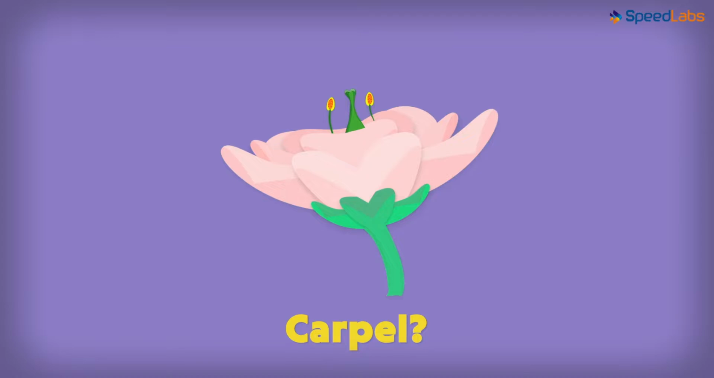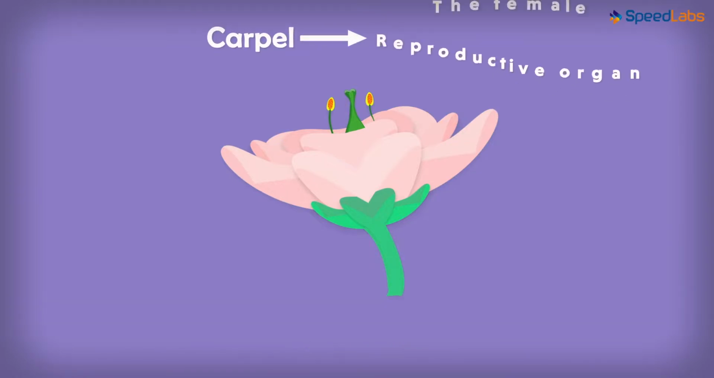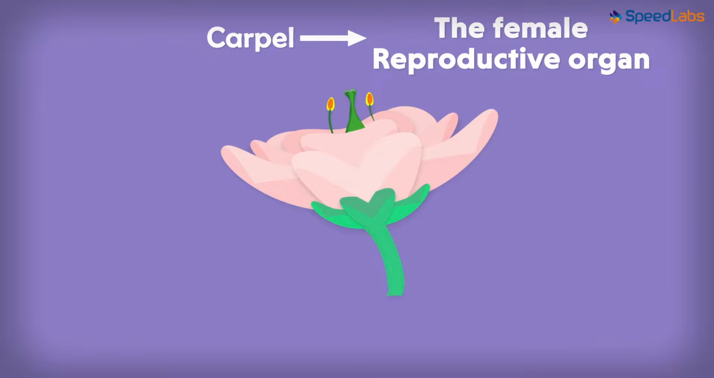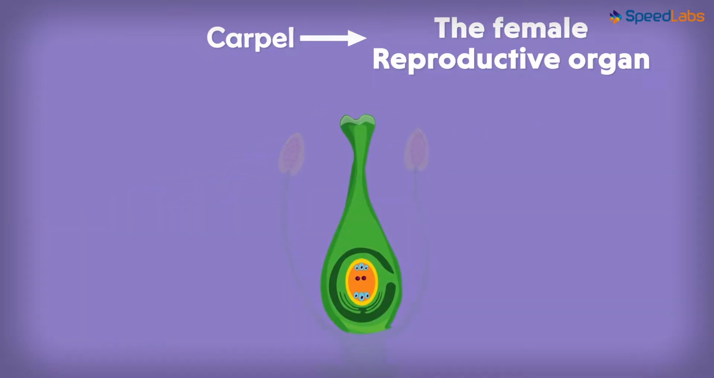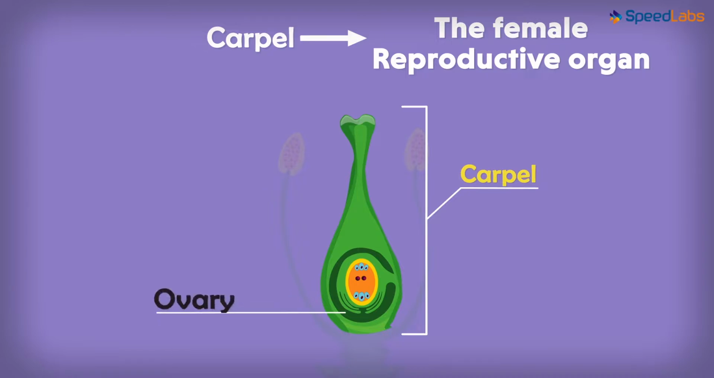What about the carpel? What do you think the carpel is? The carpel is the female reproductive organ of the plant. It is usually in the center of the flower. It has 3 distinct parts and they're quite interesting to learn. The carpel has a swollen bottom, and can you guess what it is called? We call it the ovary.